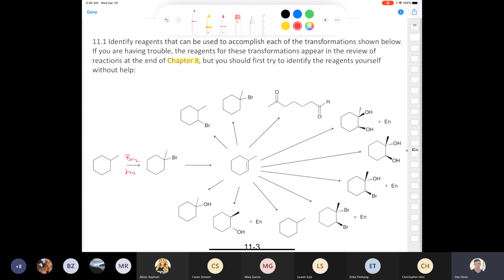Well, next, we want to take that tertiary alkyl bromide and do an elimination. Now, we want to make the most substituted alkene. We want to put the double bond here. We don't want to put the double bond here, right? We want to make the most substituted alkene. And so I'm going to use an unhindered base like sodium methoxide.